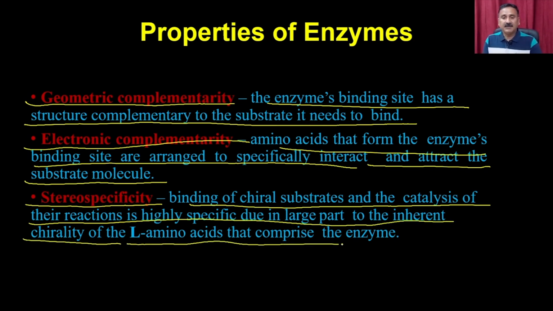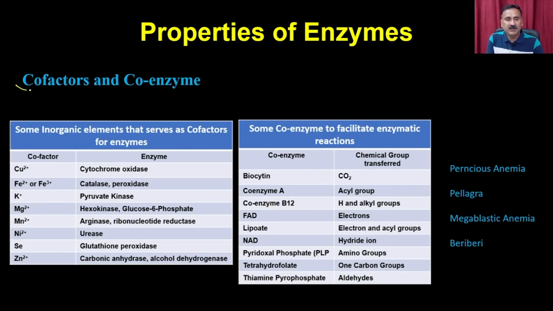Then apart from this, we also have enzymes which require different types of assistants, right? Different types of additional molecules, and those additional molecules are called cofactors as well as coenzymes. So these are the cofactors and the coenzymes. Cofactors are mostly metals, or metal-like molecules, whereas the coenzymes are the vitamins.